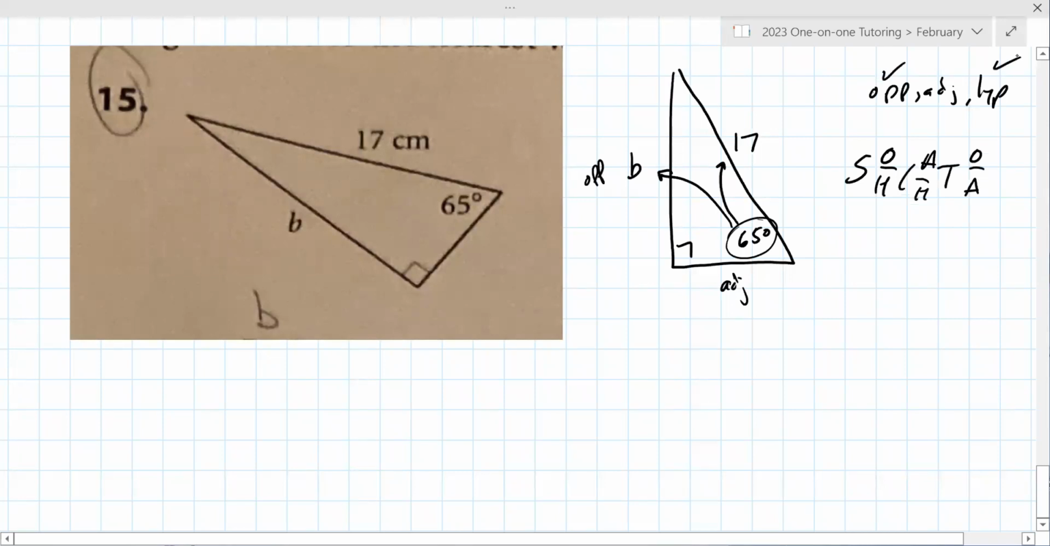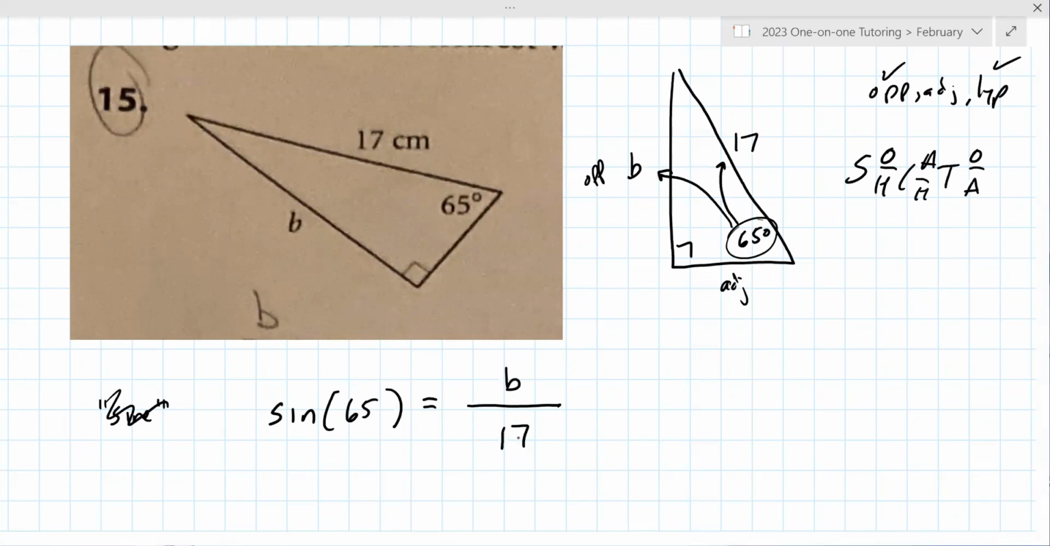The S... I can't remember its whole name, unfortunately. Sine. So sine of 65 equals opposite over hypotenuse. So B over 17. So then would I just write 17 below sine 65 again? And then that's good.